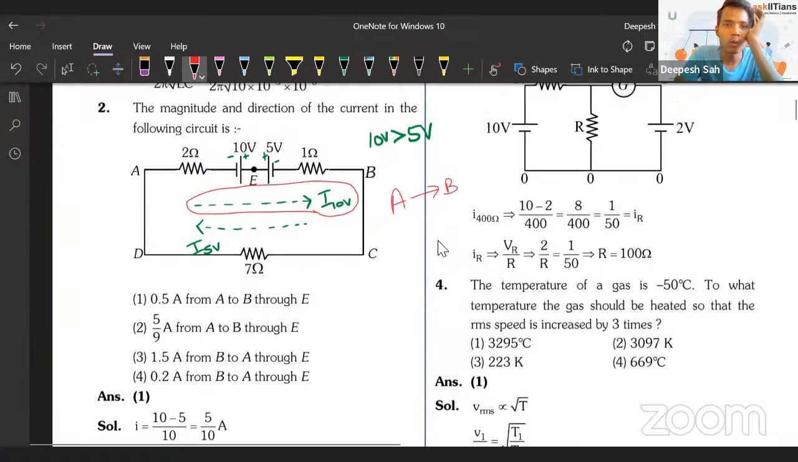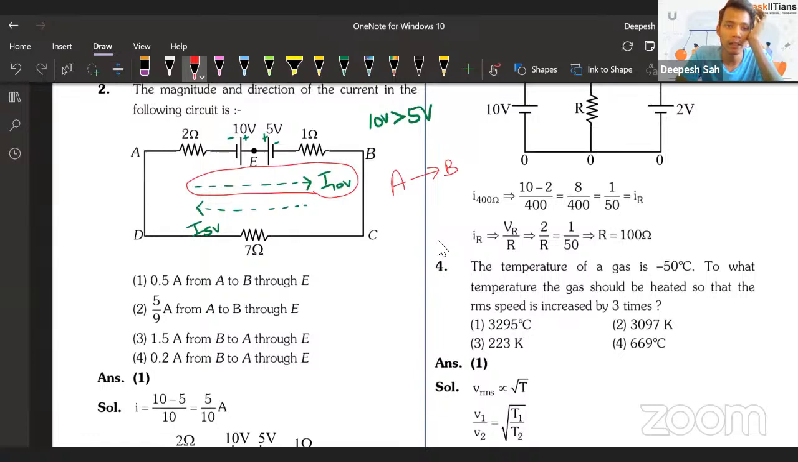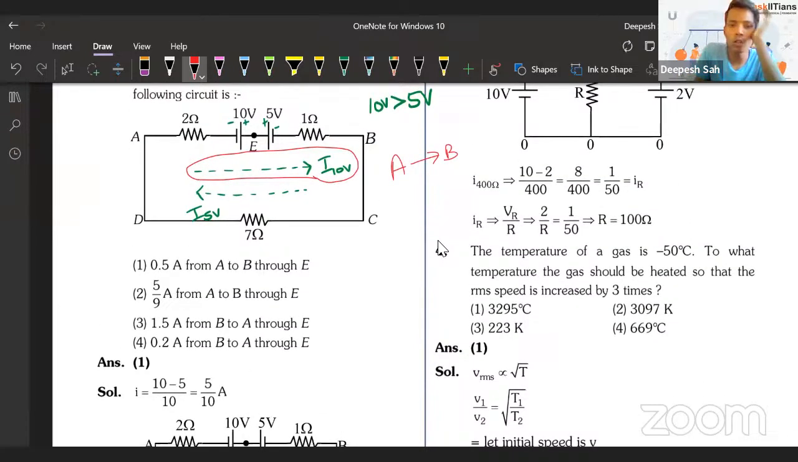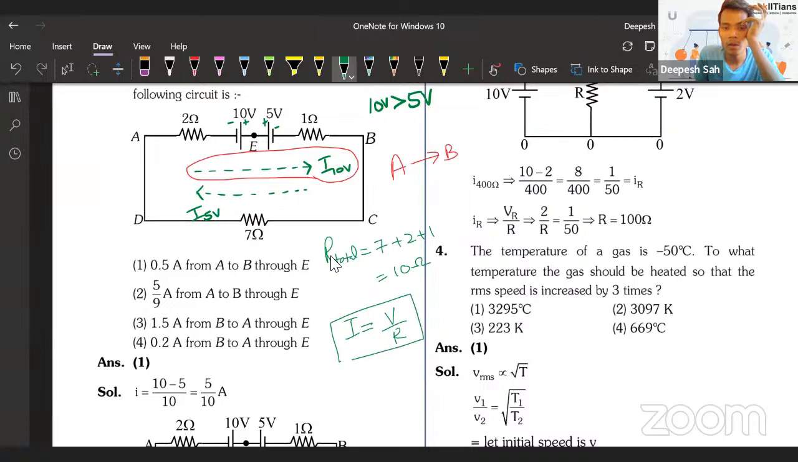The second thing is, what do we want to calculate? The value of current. If I want to calculate the value of current, first of all, I need to know the total resistance in this circuit. So the total resistance, R total, is equal to 7 ohms plus 2 ohms plus 1 ohm, which is equal to 10 ohms. Of course, I will use the formula current is equal to voltage by resistance.